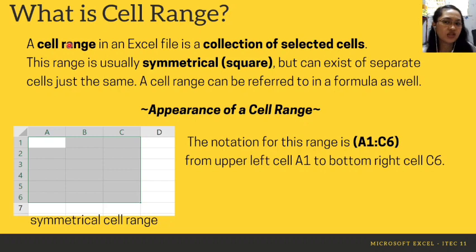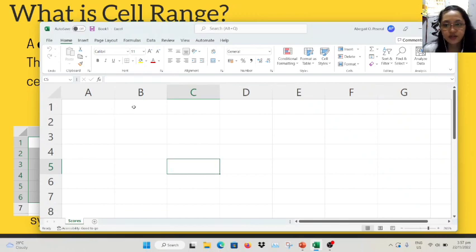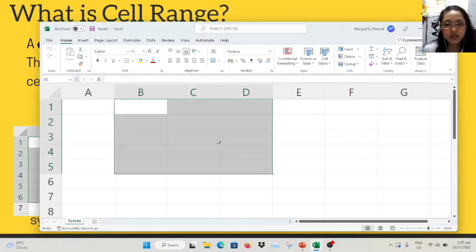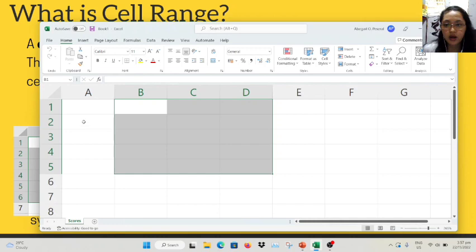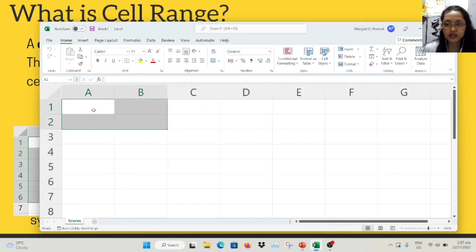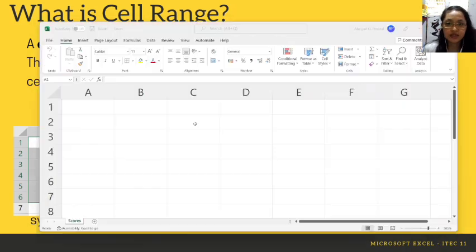So what is a cell range? A cell range in an Excel file is a collection of selected cells. Let's say for example from here to here. This one is a cell range from column B, row 1 until column D, row 5, diba? That is a cell range. This range is usually symmetrical or square, but can consist of separate cells just the same. We can also do this: a range from A1 to B2. That is a cell range.